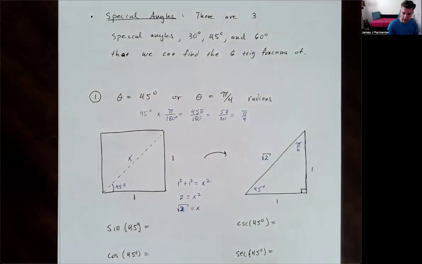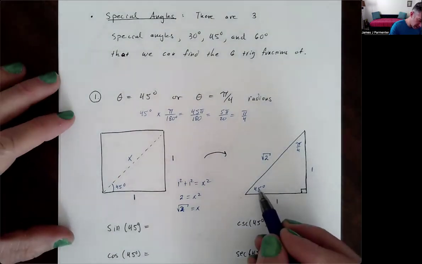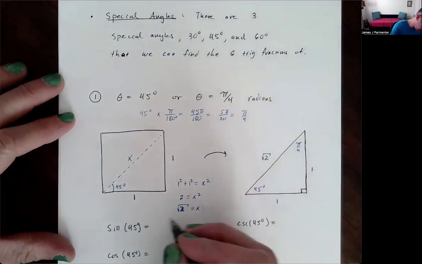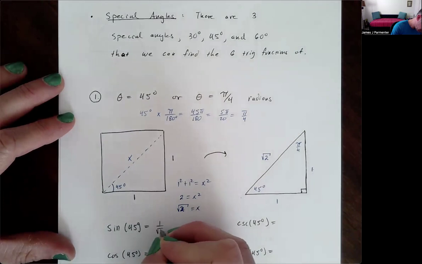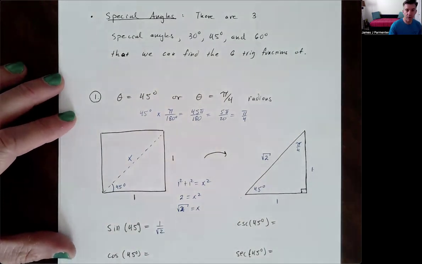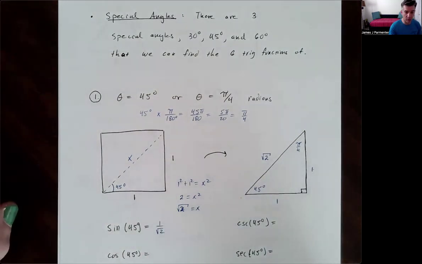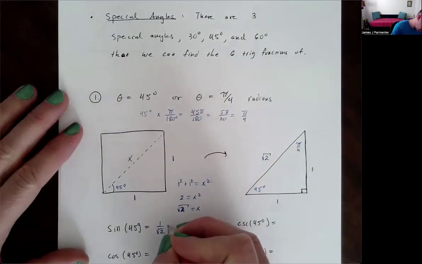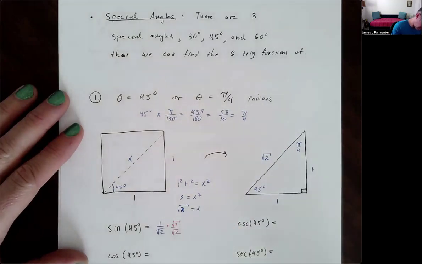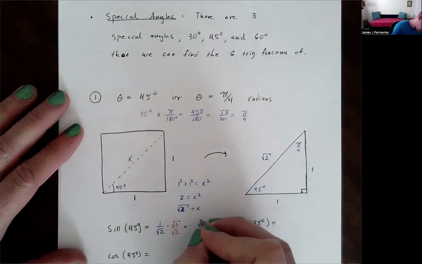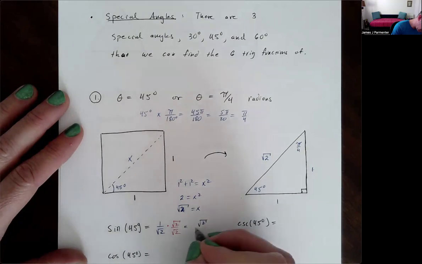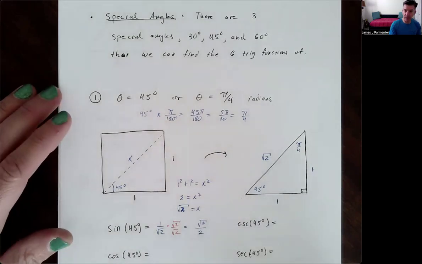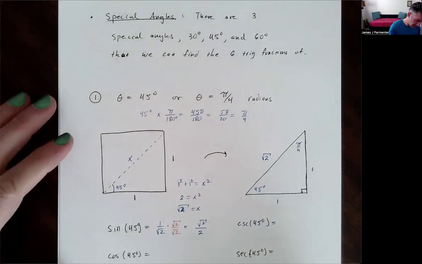So if we want to find sine of 45 degrees, it's going to be the opposite divided by the hypotenuse, which is going to be 1 over root 2. Typically for trigonometric functions, we do rationalize denominators. So I'm going to multiply this by root 2 over root 2 and get root 2 on top, and root 2 times root 2 is 2 on the bottom. So sine of 45 degrees is the square root of 2 over 2.